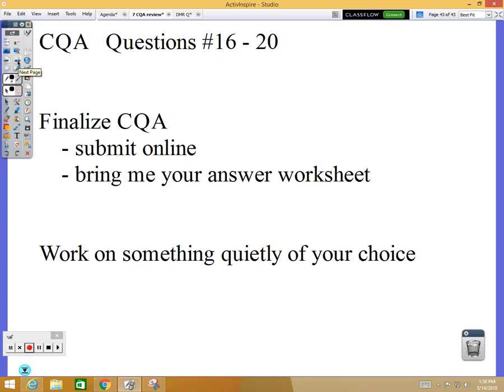So now I'm going to give back to you your answer worksheet, and you will be able to finish out your CQA. Hopefully you can get that finished today. I do have the notes from all sections on the website, so if you were ever absent, you can look back to them. But again, we need to get all 20 questions answered and submitted, hopefully in the next 15 minutes.